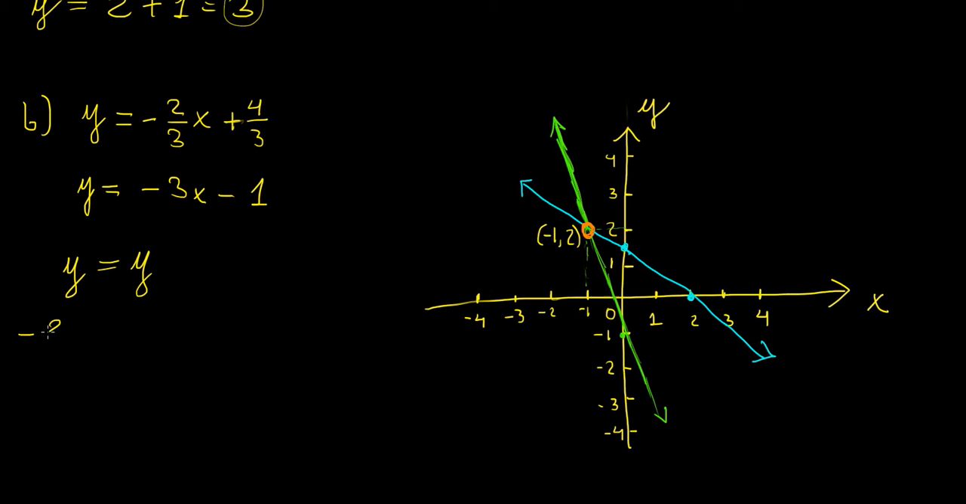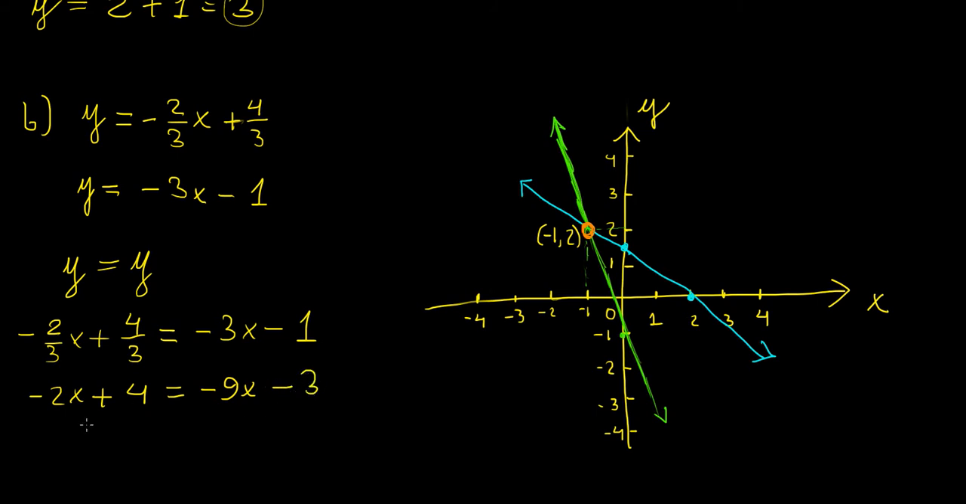So we're going to have minus 2 on 3x plus 4 times 3. It's going to be equal to minus 3x minus 1. And then we can actually multiply both sides by just 3. So that's going to be minus 2x plus 4 equals minus 9x minus 3. And then on this side we can add 9x to both sides, so this becomes 7x. And subtract 4 from both sides, this becomes minus 7. And then that means that x is going to be equal to minus 1.